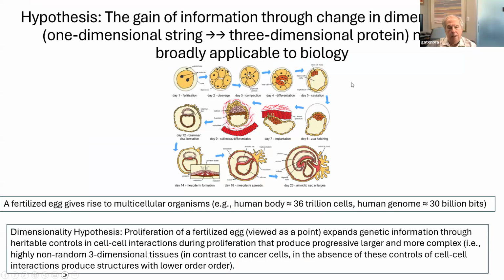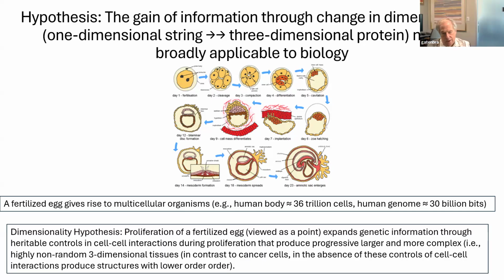Okay, so all of that then has led to a hypothesis that the change in dimensionality, this strategy to increase information through controlling dimensionality changes, I think gives a potential theoretical basis for the role of multicellularity. Again, a fertilized egg gives rise to a complex human structure.